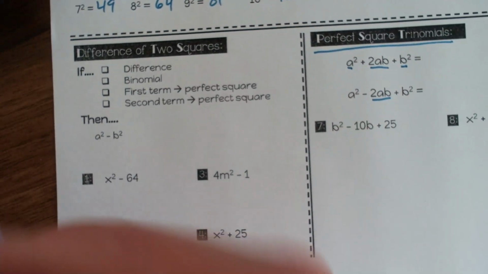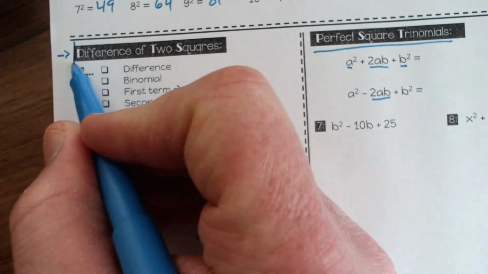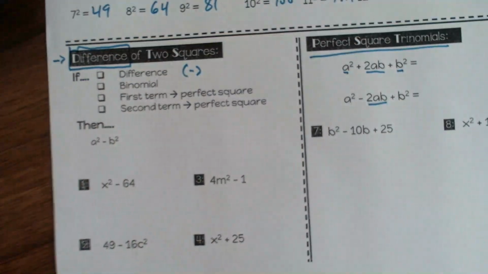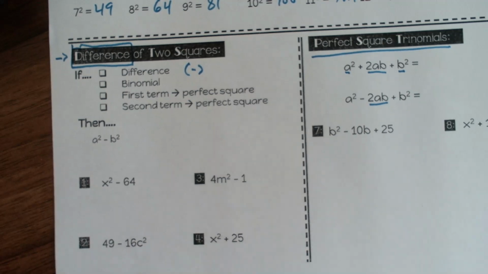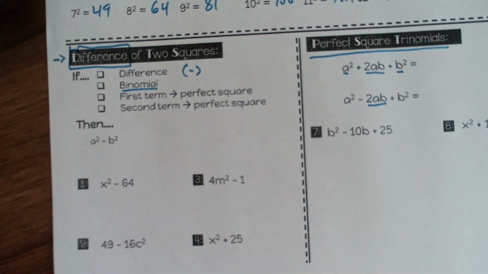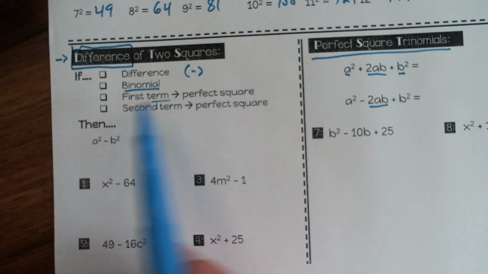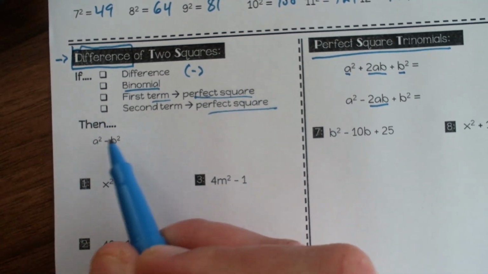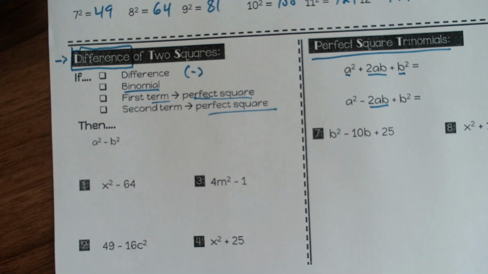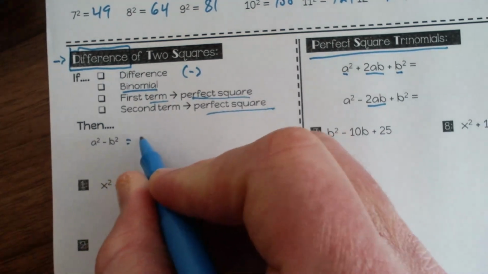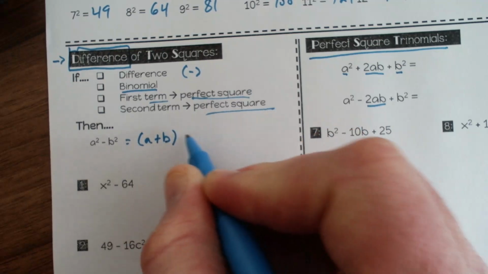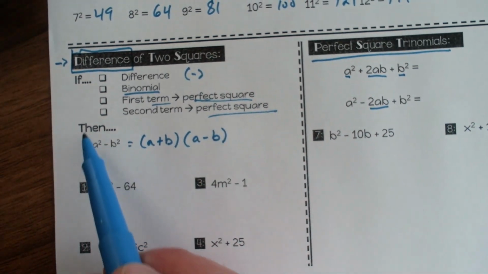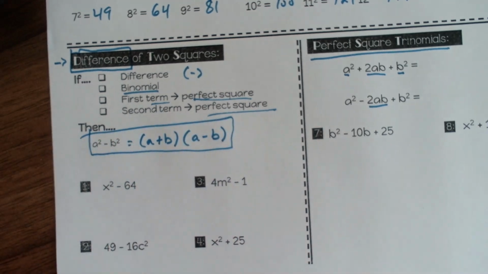One that shows up much more often is called difference of squares. And the first thing I want you to identify is, what does difference mean? Difference means subtraction. Okay? And in difference of two squares, it actually won't be a trinomial, it'll be a binomial. The first term has to be a perfect square, and the second term has to be a perfect square. Therefore, a squared minus b squared is going to equal a plus b and a minus b. This part right here is actually on your reference sheet.